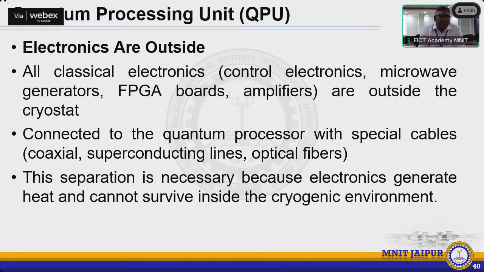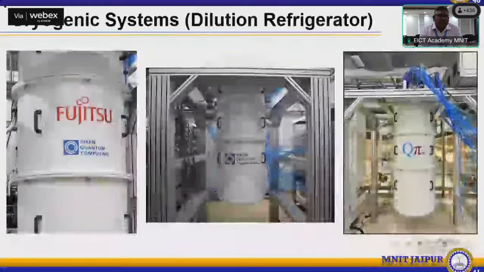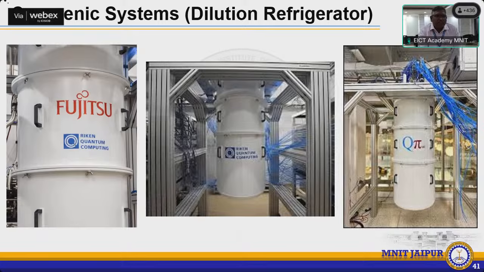Separation is necessary because electrons generate heat and cannot survive the cryogenic environment. So this is how a cryogenic system, or the dilution refrigerator, looks, right? The middle one is the Riken. The first one is Riken, I think. Fujitsu also, and then the Riken computing systems, and the third one is QPI AI. Fujitsu is another company, but the Riken quantum computer uses what has been created by Fujitsu, right?